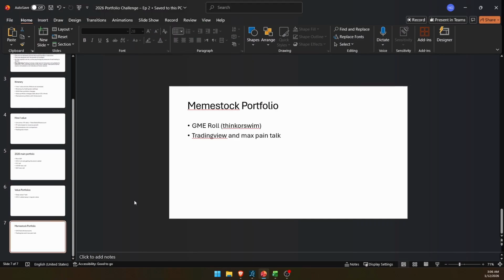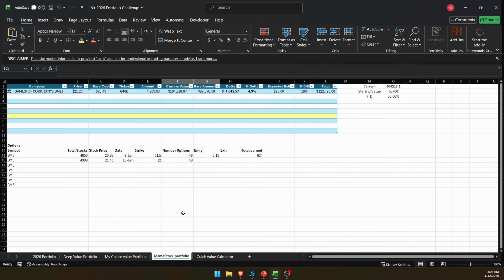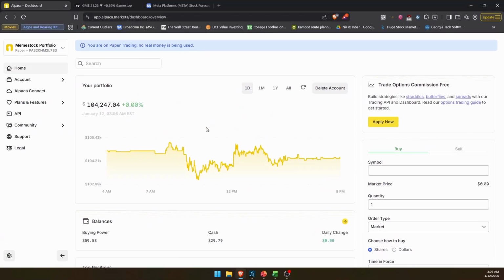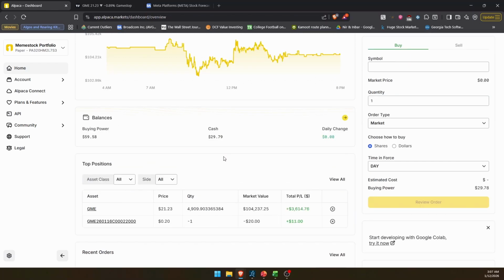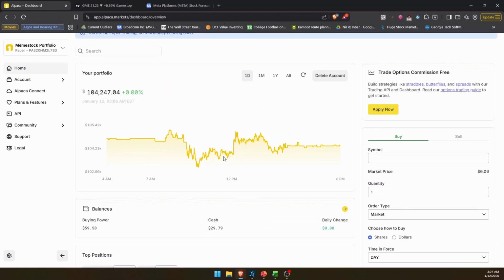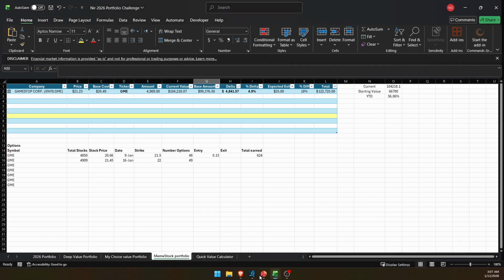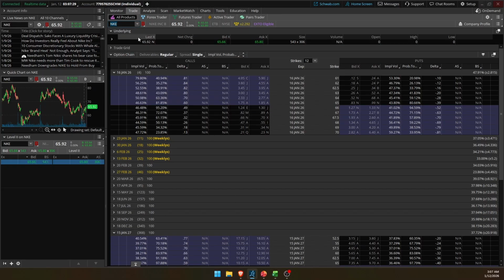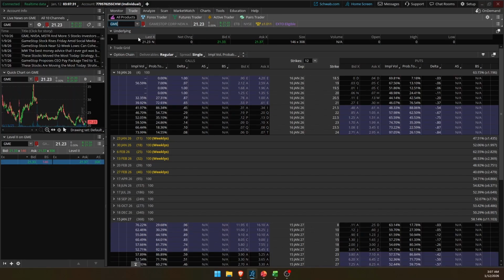Finally, the meme stock one. So yeah, this is just GameStop. For GameStop, I tried to roll it to 22. Yeah, these mistakes will happen when you're dealing with multiple portfolios at the same time. But overall, it's doing pretty well. That's the only update I have for GameStop. I wanted to show how I do the GameStop ones on Thinkorswim.